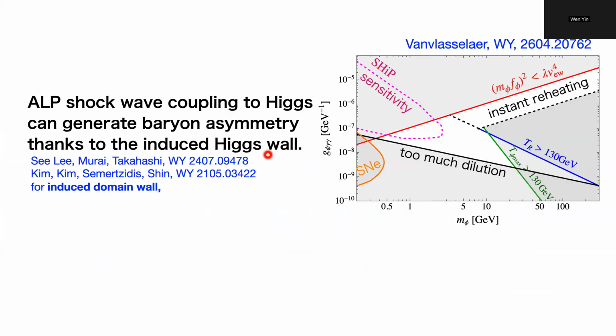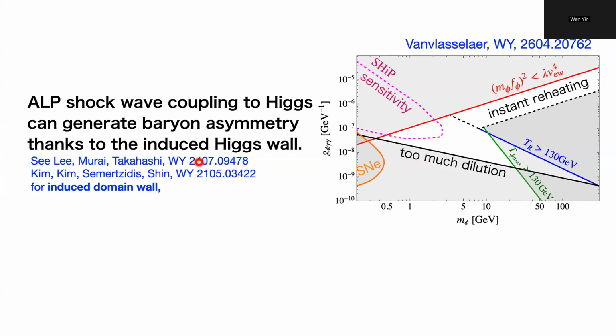Another thing is that maybe it is also related to the baryogenesis. But this is a figure from a recent paper in collaboration with Miguel at Barcelona University. So what we consider is that we assume some shock wave. This does not need to be the inflation shock wave, but just a shock wave by some axion-like particle. And we assume this axion-like particle is somehow coupled to the Higgs field in the standard model. Then this shock wave will induce a Higgs wall.